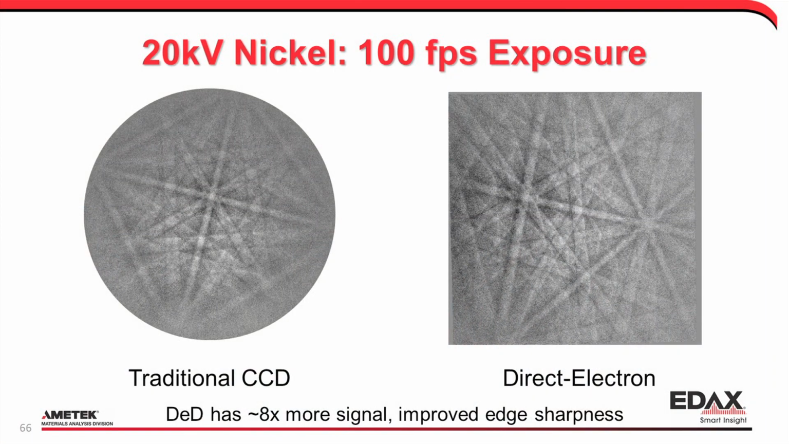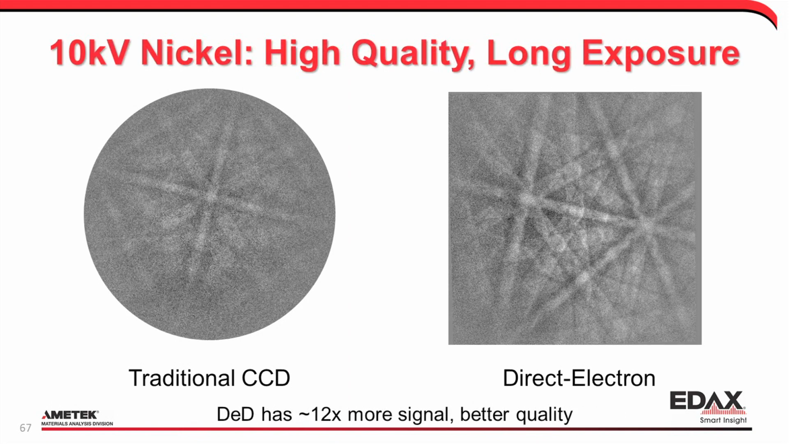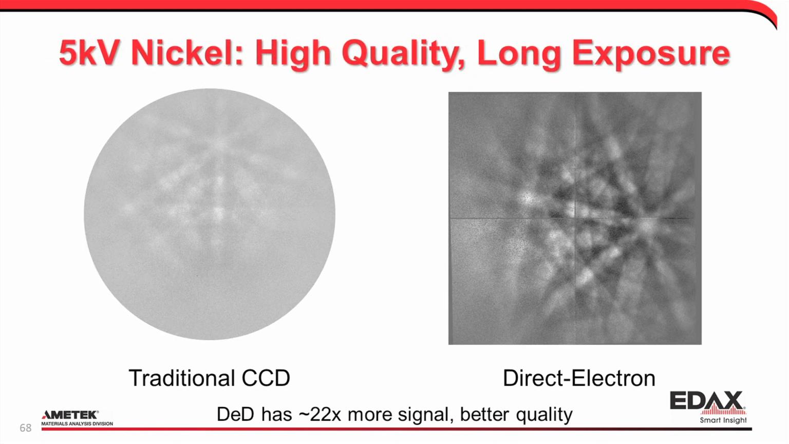20 kV at faster speeds. This is 100 frames per second to start. And this is dropping to 10 kV. And this is actually going down to 5 kV. And that's where we're looking to say, can we go 5 kV or better?